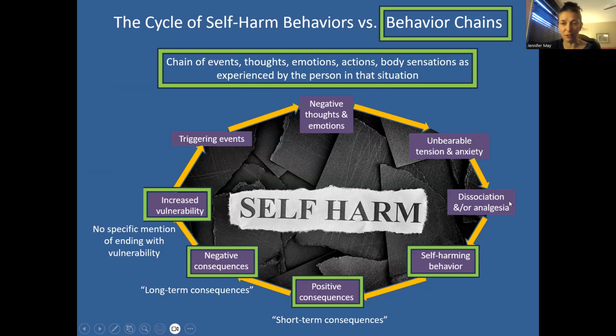And also DBT definitely doesn't go into any specifics about dissociation or analgesia. This one's a little bit more specific, whereas some of the other ones are there, but maybe not in this exact order. DBT does say, okay, this target behavior occurred. They don't say self-harm behavior per se. They say short-term consequences and long-term consequences rather than giving a value judgment of positive or negative. And it doesn't really end with vulnerability, although the reality is it does create future vulnerability. DBT doesn't specifically identify that, but Lisa Ferentz does. So some pros and cons with this self-harm cycle here.